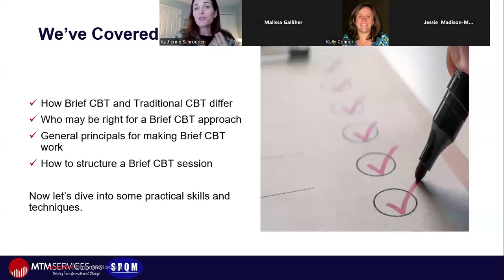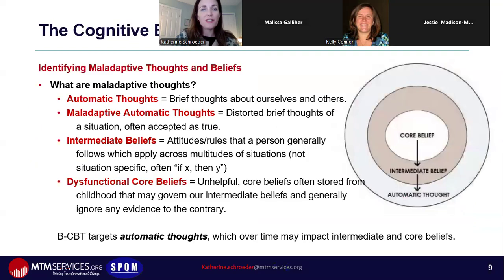We also talked about the general principles that are going to make brief CBT more effective, as well as the very, very important essential skill with brief CBT of structuring a session and agenda setting. So we talked about a lot of those things. So now let's dive into those practical skills and techniques. Some of these are going to be things that you are familiar with or that you've done, but we're going to home in a little bit further on it for brief CBT, or give it a little more of a refresher if it is something you're already familiar with.